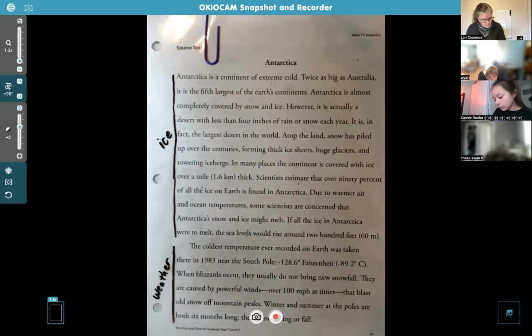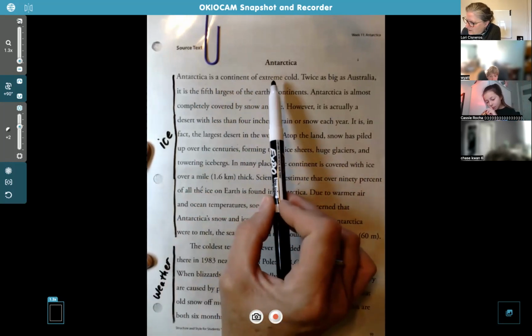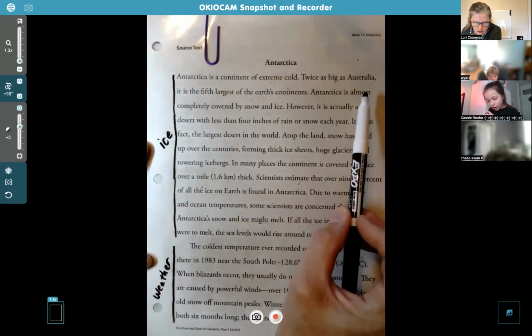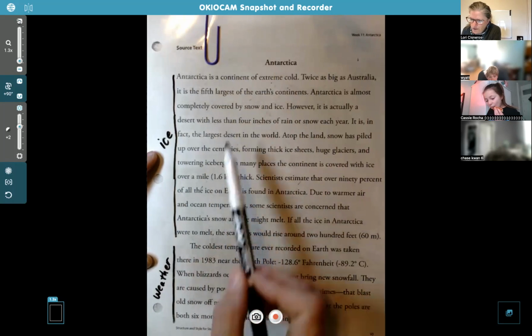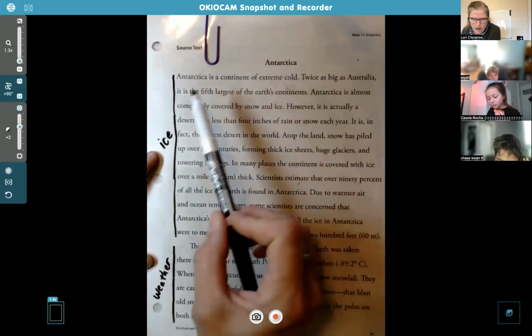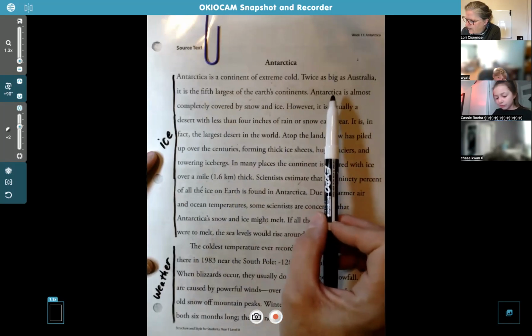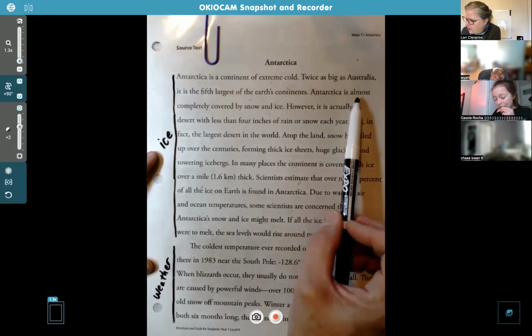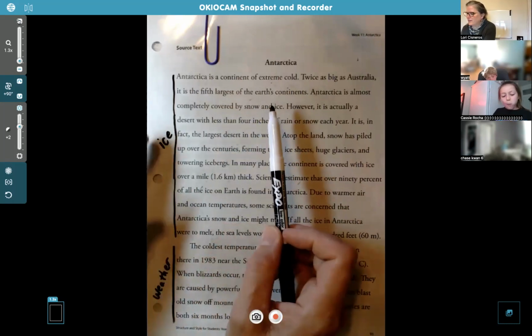Okay. I did notice it starts out talking about how cold it is and how big it is. But remember, we're focusing on the ice for the first paragraph. So we're not going to talk about that. The first part where it mentions ice is right here. Antarctica is almost completely covered by snow and ice.